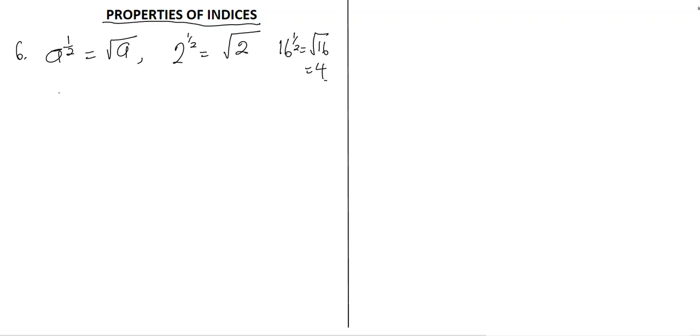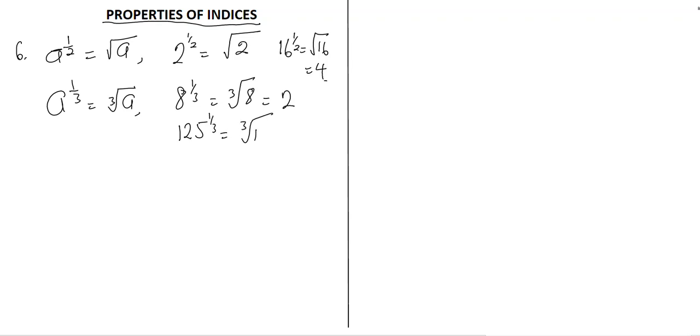Again, if it is a raised to the power 1/3, this property is saying that this is equal to the cube root of a. So if I have, for instance, 8 raised to the power 1/3, this is equal to the cube root of 8. And from our sets, cube root of 8 is the same as 2. Again, let's talk about 125 raised to the power 1/3. This is equal to the cube root of 125, and this is equal to 5.